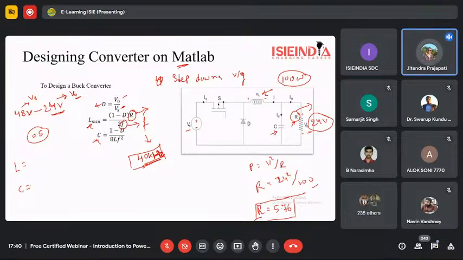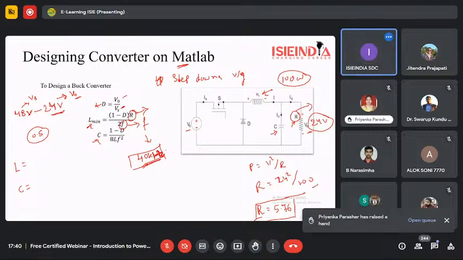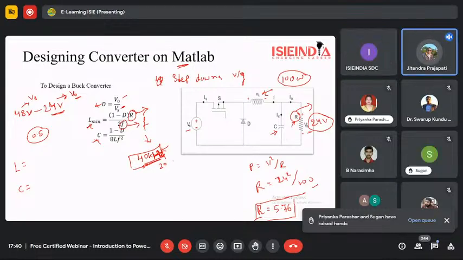Sir, how can we get this 40 kilohertz? When you buy a switching MOSFET, it will have its own switching frequency. MOSFETs come with 20 kilohertz, 30 kilohertz, 40 kilohertz, depending on the part. Whatever MOSFET we have selected, we have to consider its frequency, right?